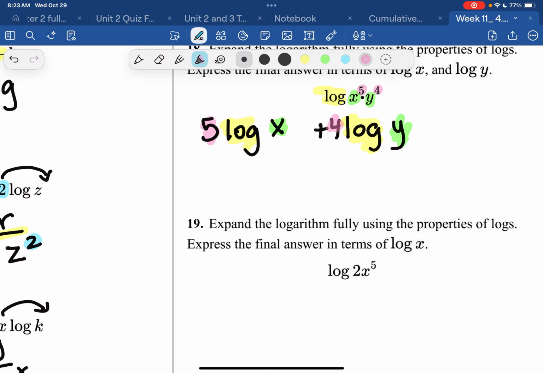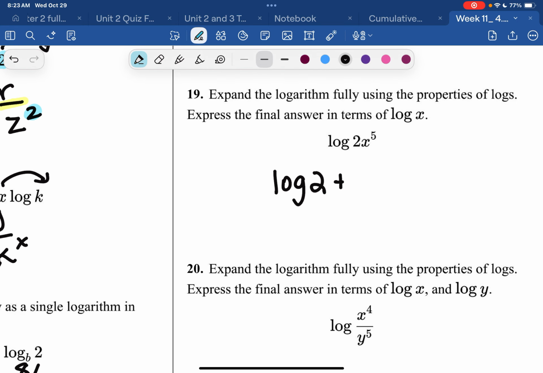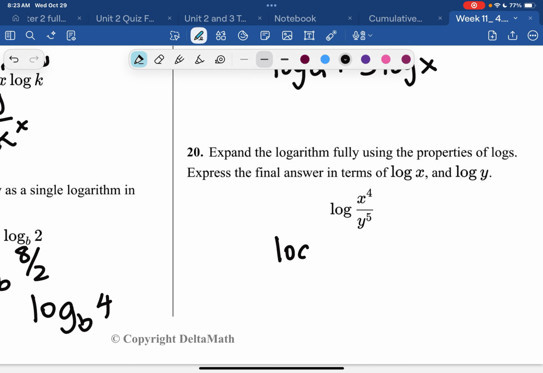And then your exponents go to the front. Okay, so let's do that again. So this one would be log 2. It's times, so it's plus. Exponent goes to the front. 5 log x. Do that one more time. Log x. The 4 goes to the front. Divide goes with minus 5 log y.